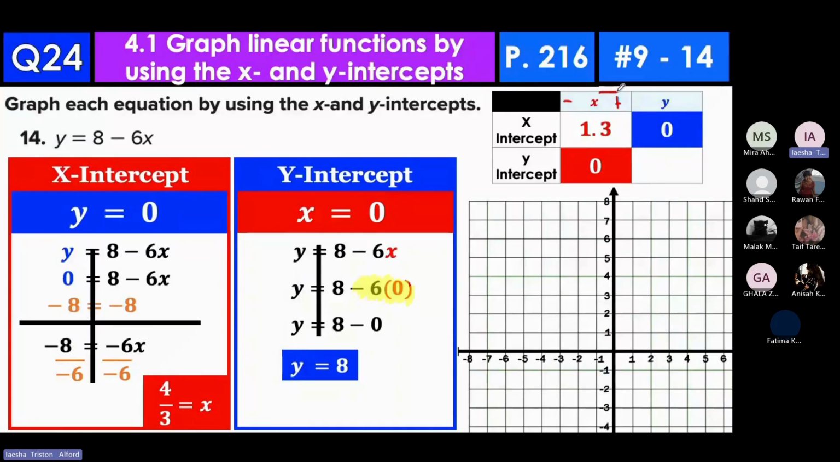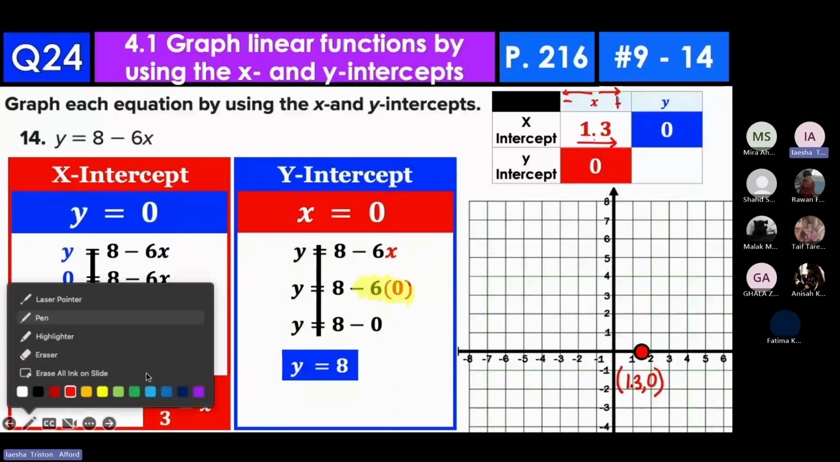So if the number is positive, we go right. If the number is negative, we go left. So this is positive, we're going right. 1.3 is between positive 1 and positive 2. So put it somewhere in between. Make sure that you label it so that they know what you mean. 1.3 and 0.